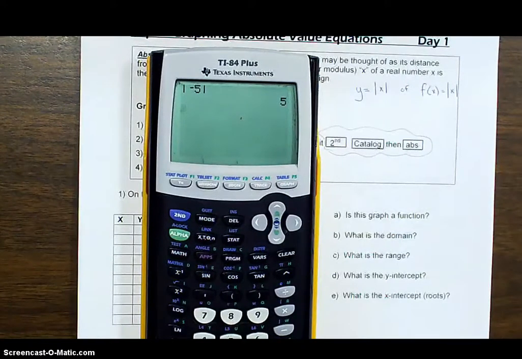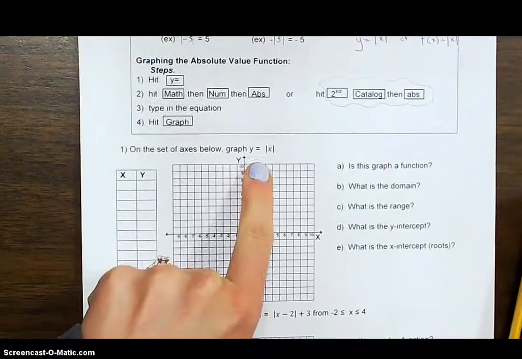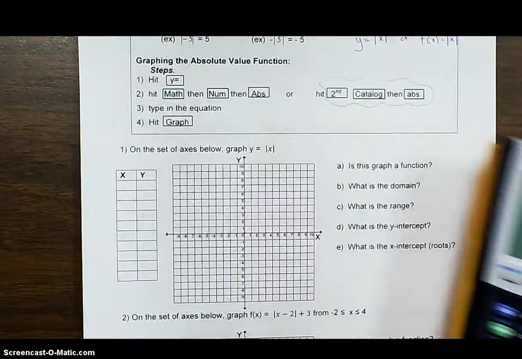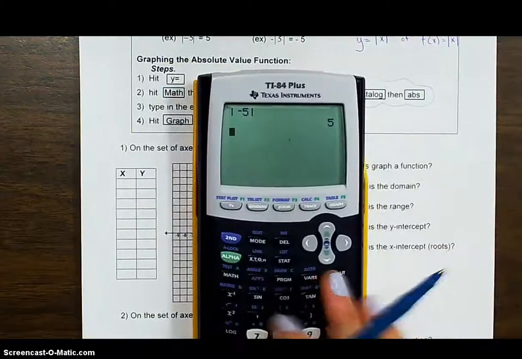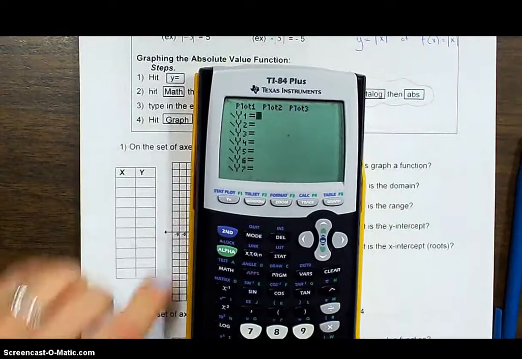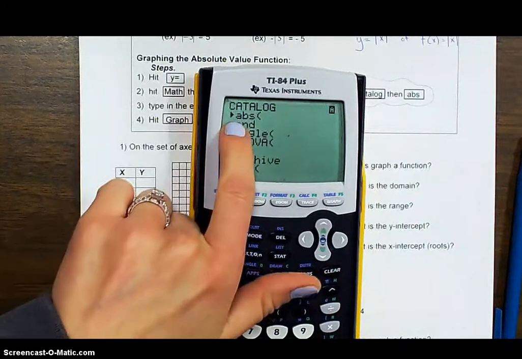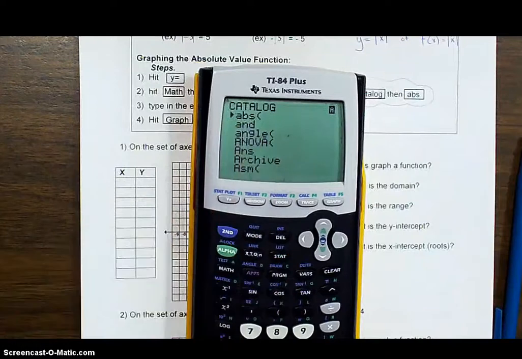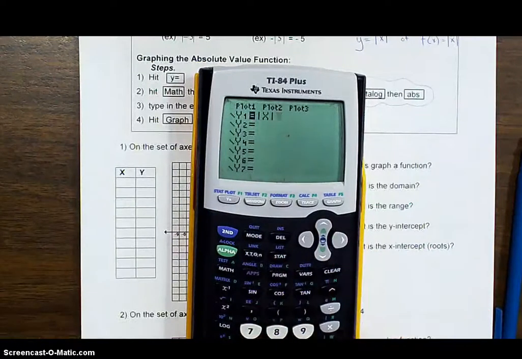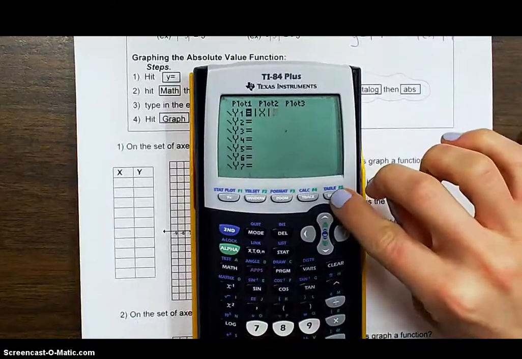So if we want to graph absolute values, let's go down here. Graphing absolute values, we're going to take just our regular function, y equals absolute value of x. We're going to call this the parent function. All right, and we're going to plug it in. So we're going to go y equals, clear everything out. Second catalog, absolute value is the first one. Since my little triangle is next to the ABS, I can just hit enter. And now I type in an x, and I go outside of the parentheses. Now let's see what this looks like. So everybody go ahead and hit your graph button.